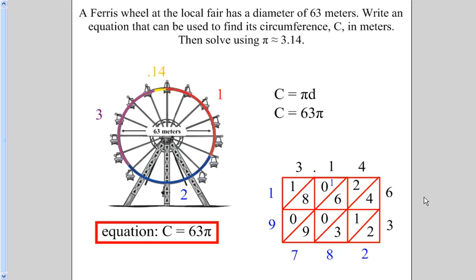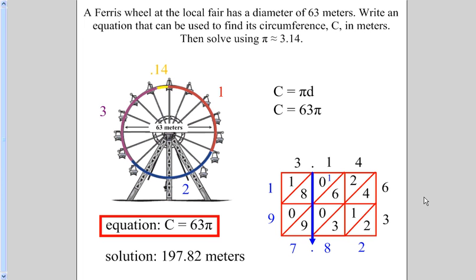Where does the decimal go? It goes directly down that line from where it is in 3 and 14/100 up on the top of the lattice table. And so our decimal goes right there. So the answer to how many meters there are around the outside of this Ferris wheel is 197 and 82/100 meters. And that's the second part to this problem that it asks for. We have the equation, c equals 63 pi, and the solution, 197 and 82/100 meters.